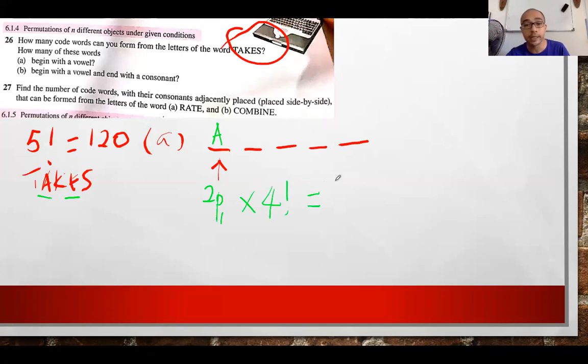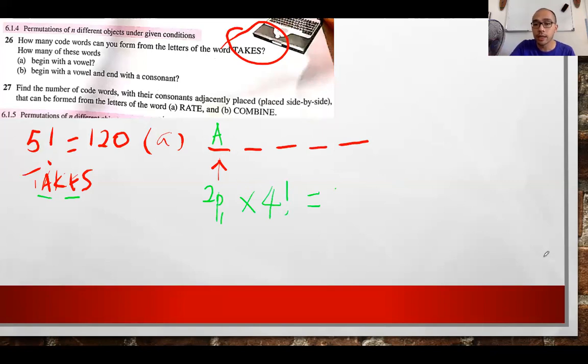I think it's 48. Is it 48? Can somebody please check for me? It's either 48 or 128. I'm not really sure. Okay, it should be 48 lah. I didn't write down this answer. Is it 48? Sorry, but anyway, that's basically how it is.